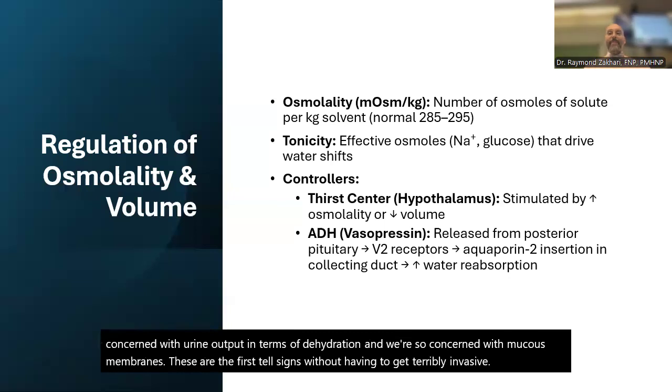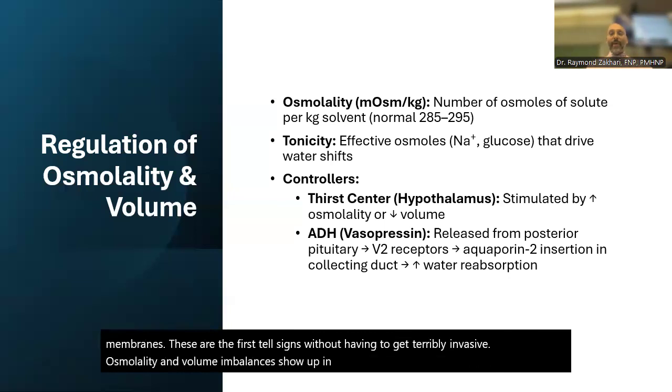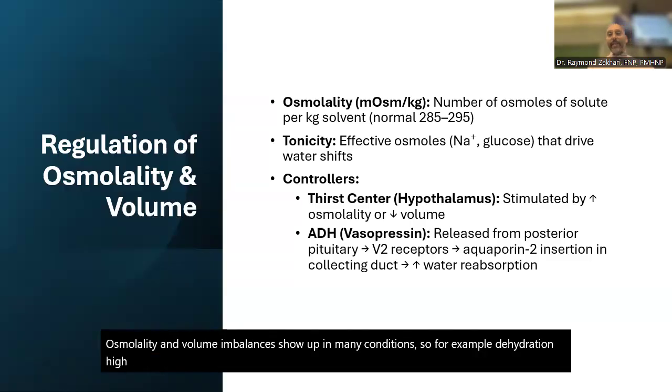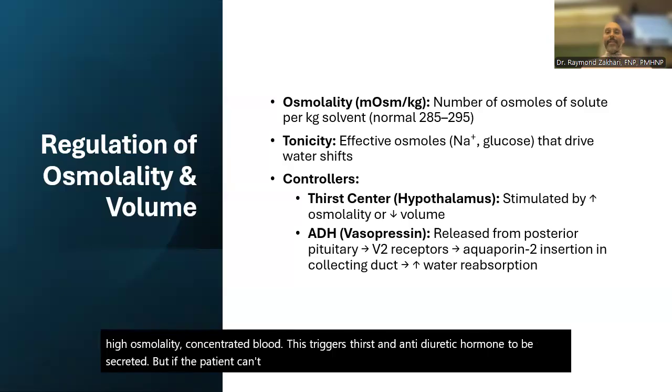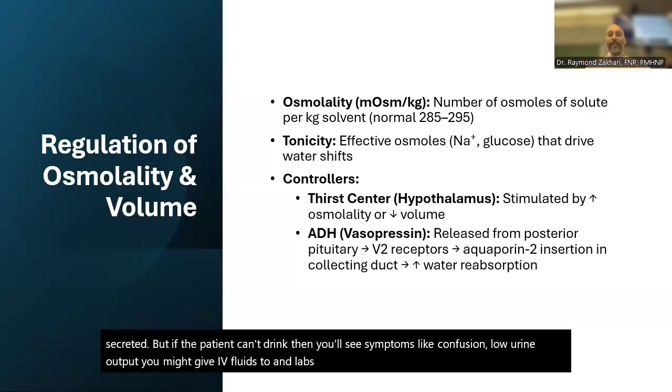Osmolality and volume imbalances show up in many conditions. So, for example, dehydration: high osmolality, concentrated blood, this triggers thirst and antidiuretic hormone to be secreted. But if the patient can't drink, then you'll see symptoms like confusion and low urine output. You might give IV fluids and check the labs, like the sodium.